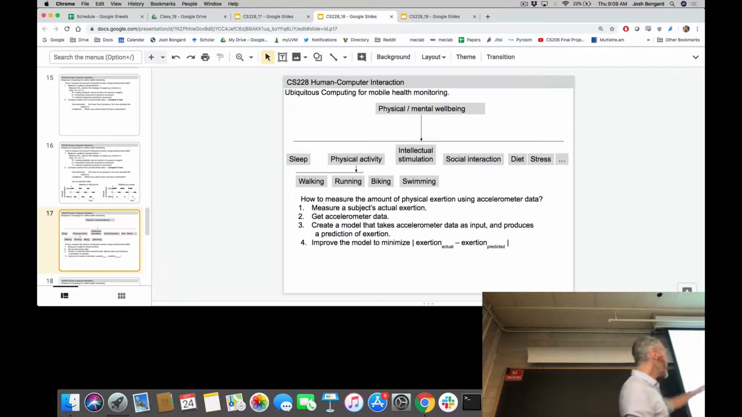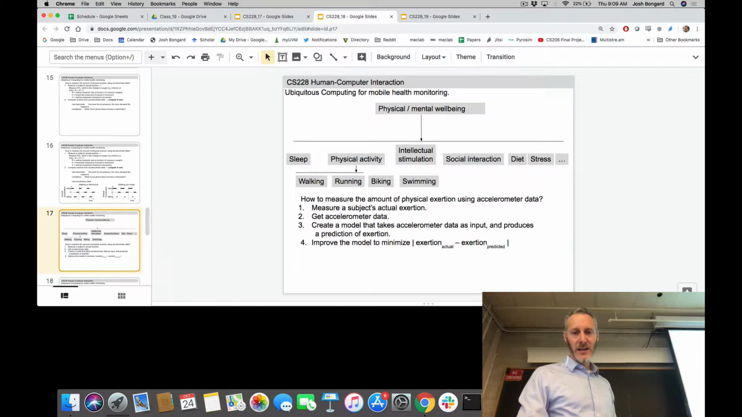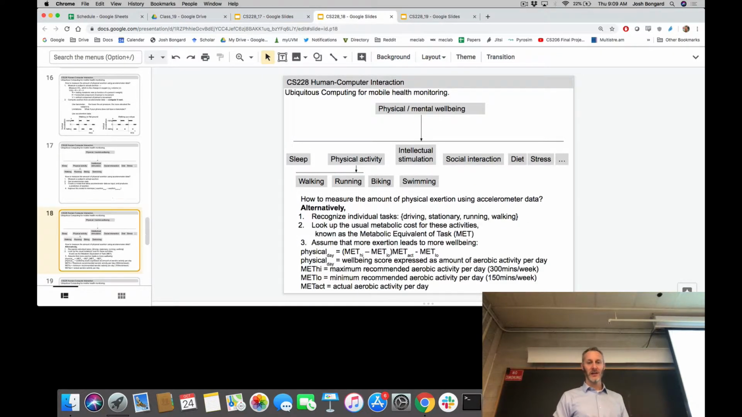Okay, so we now assume that we've got our accelerometer data. We've got our model that takes accelerometer data as input and produces a prediction given the horizontal and vertical components of the motion itself. We assume that we have some VO2 max information, so we know the actual exertion of our user, and we're going to train our model to minimize its prediction error against actual exertion. Okay. Again, in this paper, they used a very, very simple model, not unlike what we just saw for sleep.